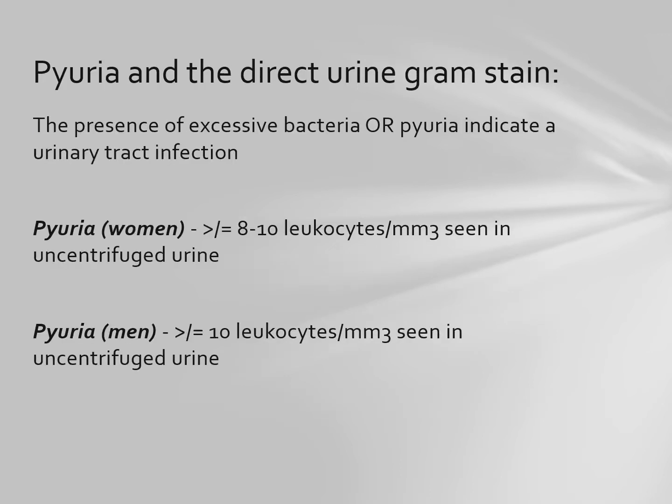So pyuria is when you see white cells in the urine. In women, if you have greater than 8 to 10 leukocytes seen in an uncentrifuged urine per field, it means that our patient has pyuria. In men, on the other hand, if you have greater than 10 leukocytes per field seen in an uncentrifuged urine, that is pyuria in men.